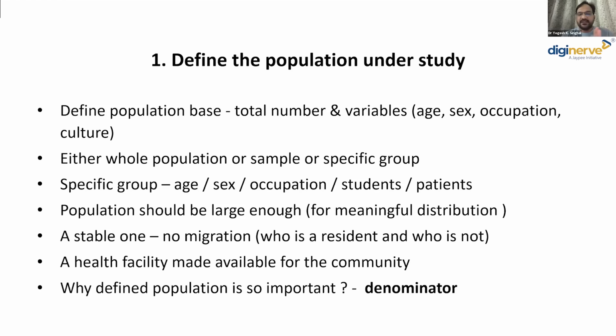What variables? The relation of age with the disease, relation of gender with the disease, relation of occupation with the disease, relation of culture, and anything like socio-economic status, like income. So we have to define the population. Now, either whole population or sample or specific group. If the village is small, we can include all the residents of that village in the study. If the population is large, we can take samples, or we can choose a specific group to study.